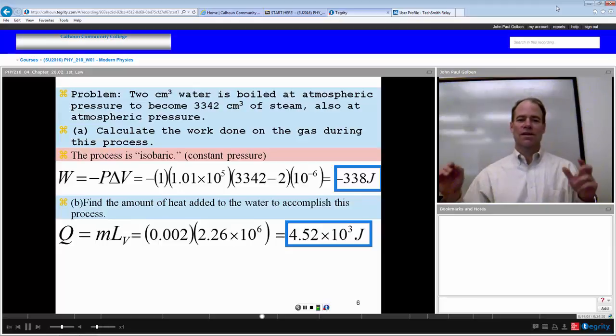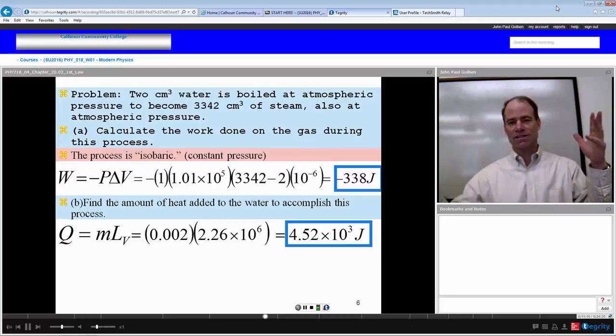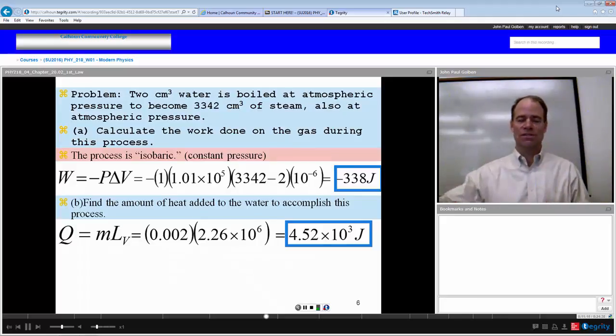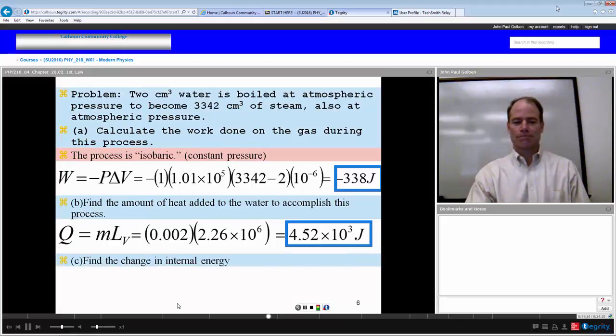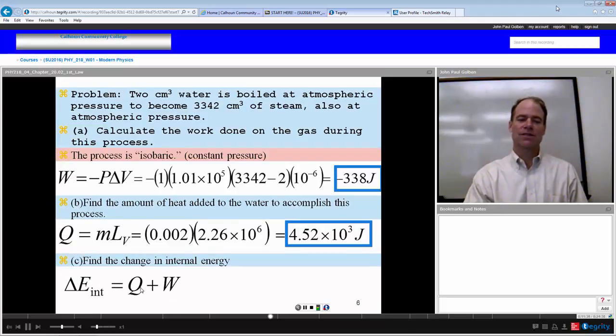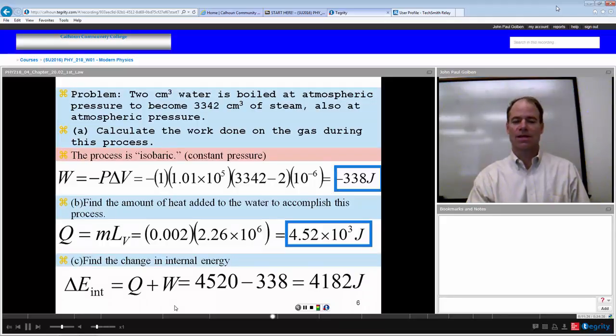The work done on the system to make this happen is a negative 338 joules because the gas actually did work out of the system. It expanded and was doing work itself. So we have negative work done on the gas. Hence, our change in internal energy by the first law of thermodynamics is equal to the Q added to the system plus the work done on the system. 4,520 joules plus a negative 338 joules is 4,182 joules. And that will be our change in internal energy of the system.